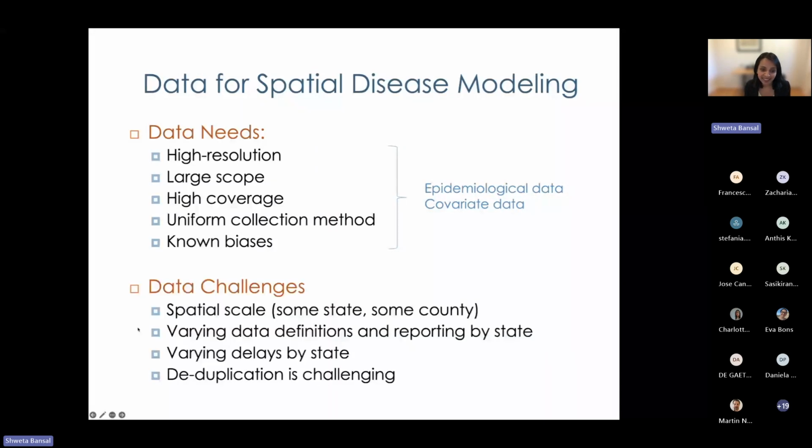The reality, of course, of data in infectious disease dynamics is far from this, right? Public data, especially data collected by public government agencies, tends to face a lot of challenges with respect to spatial scale. In the United States, we have a unique problem where each state does its own data collection. So we end up with varying data definitions and reporting rates and delays by each state. Doing deduplication across different data systems is challenging. And honestly, I could keep going on this list of challenges, but I'm guessing I don't need to convince anyone in this group that there are many challenges.